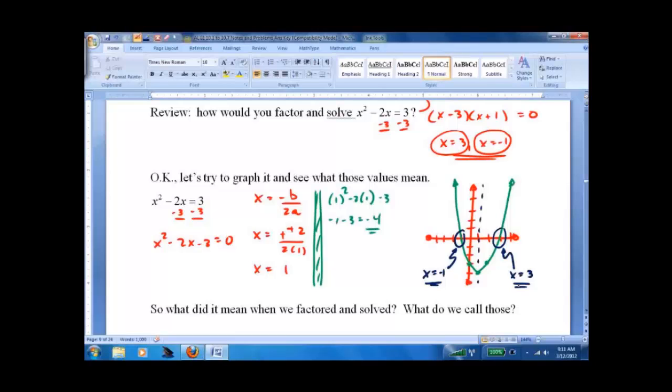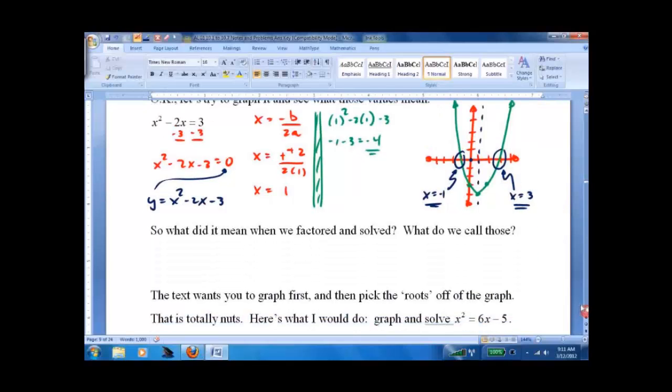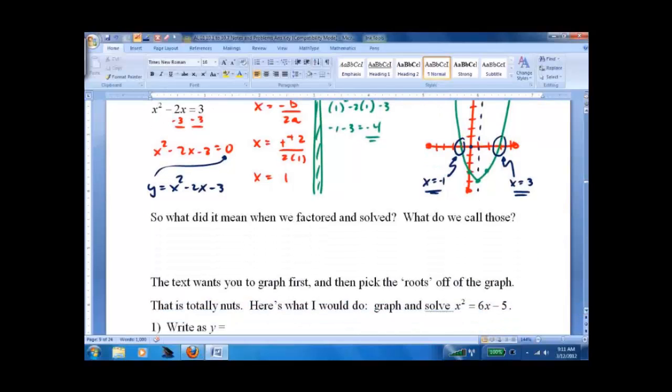These solutions are where the graph hits the x-axis, which makes sense because what we actually graphed was y equals x squared minus 2x minus 3, and we took the y and we set it equal to 0. And when y equals 0, we're on the x-axis. This takes some time to make sense, so think about it a little bit. We'll give you lots of practice. But remember, graphing and solving is finding the x-intercepts, where it hits the x-axis.